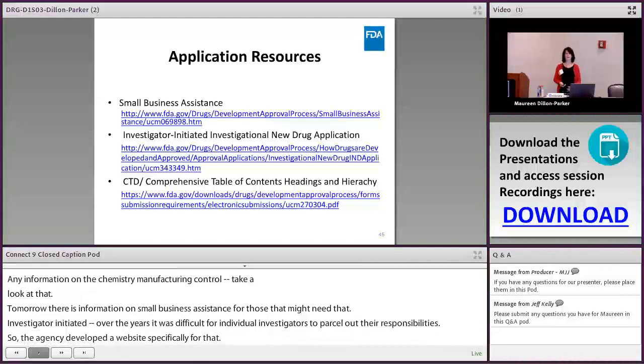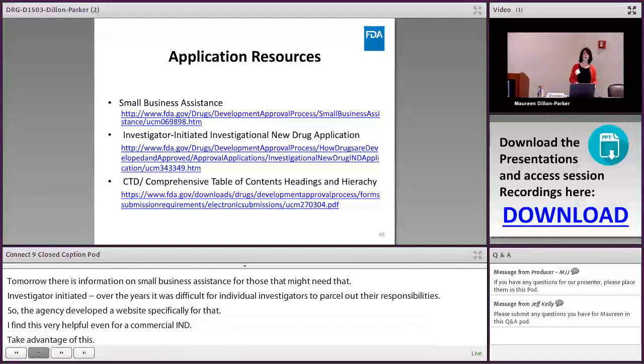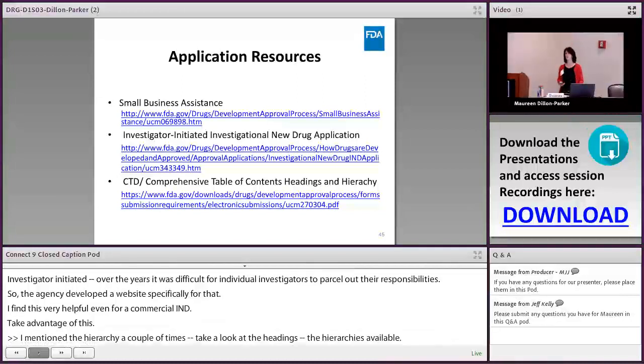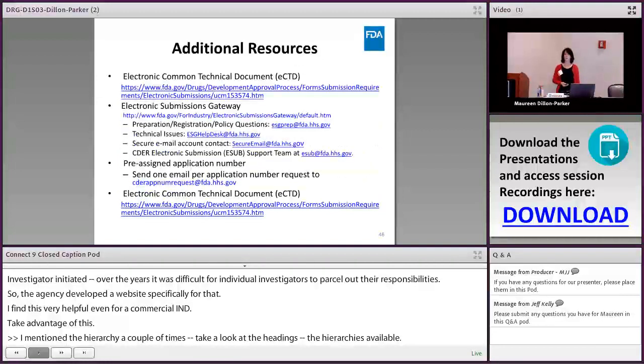And then I've mentioned the hierarchy a number of times. Please take a look at the headings, the hierarchy that are available for the CTD. And it's updated periodically as new information or new regulations come into play for different pieces of submission that need to come into the agency. So do continually take a look at that so you make sure you know where your submissions go.